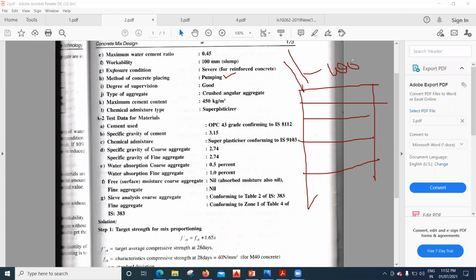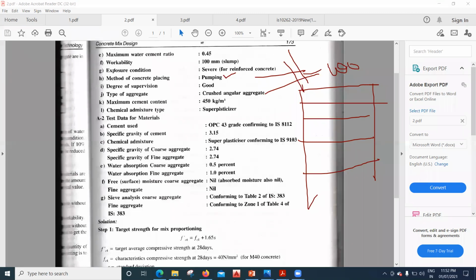That means my concrete should be flowable, right? So all those things we need to ask the site people, like how you are going to pour the concrete, whether it is with the help of a pump, or you don't make use of a pump and you are going to make use of the inclined chute that we have seen, right? Then next is about degree of supervision.